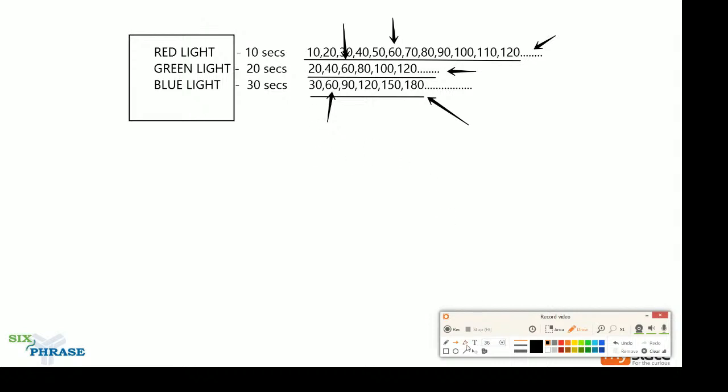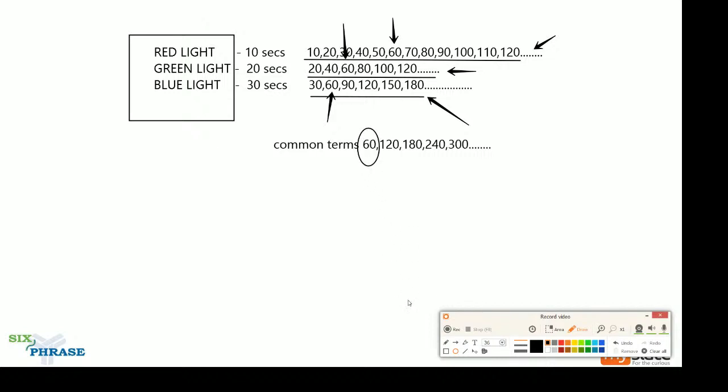So if you try to write the common terms, the first common term is 60, then it is 120, then it is 180, then it is 240, then it is 300, and it will go on like this. These are the common terms, and we want the first time they meet. The first time they meet is the least common term, so we'll take this as the answer, because this is the first time they all meet.